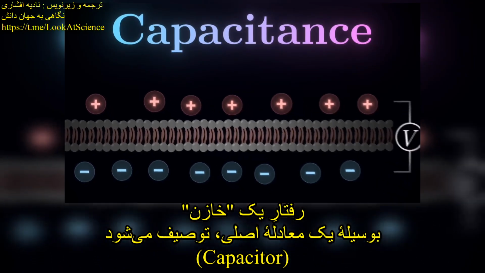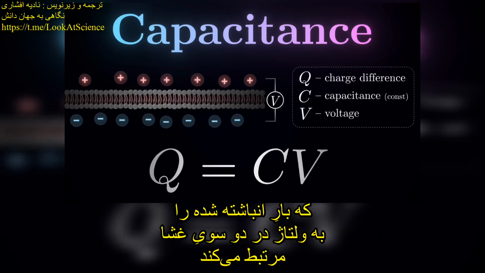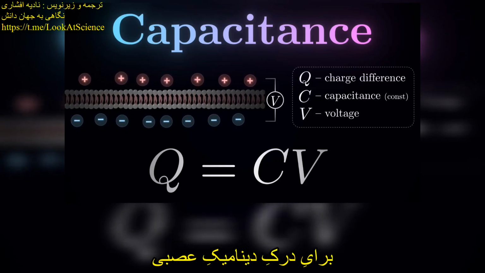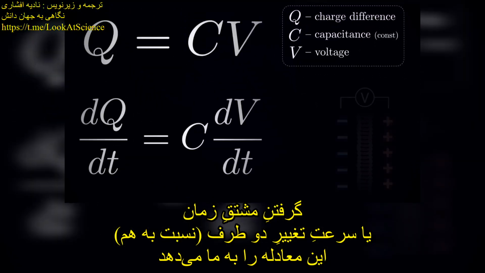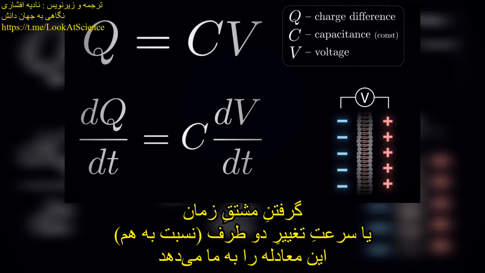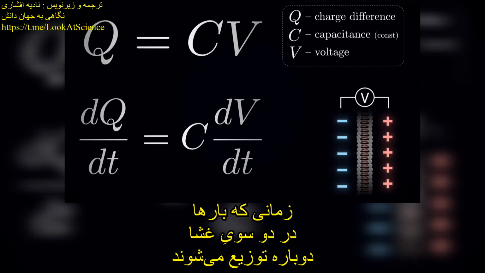The behavior of a capacitor is described by a fundamental equation that relates the stored charge to the voltage across the membrane. To understand neuronal dynamics, we need to consider how this equation changes over time. Taking the time derivative, or the rate of change of both sides, gives us the following equation. It describes how the voltage changes as charges redistribute across the membrane.